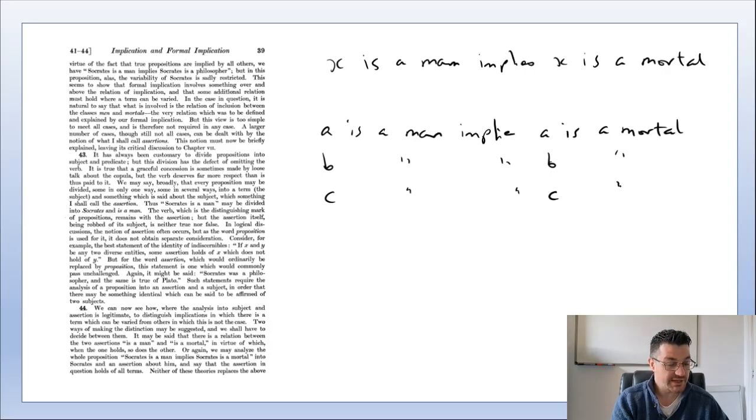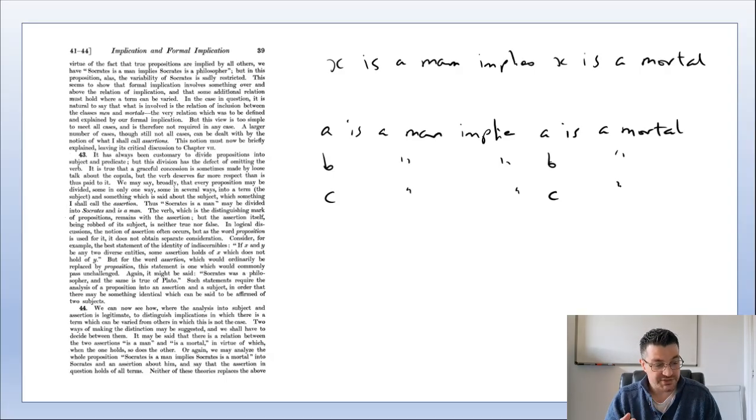This seems to show that formal implication involves something over and above the relation of implication, and that some additional relation must hold where a term can be varied. In the case in question, it's natural to say that what is involved is the relation of inclusion between the classes men and mortals. So we've got the class of men and the class of mortals, and there's a certain relation between these two classes. One is entirely included in the other.